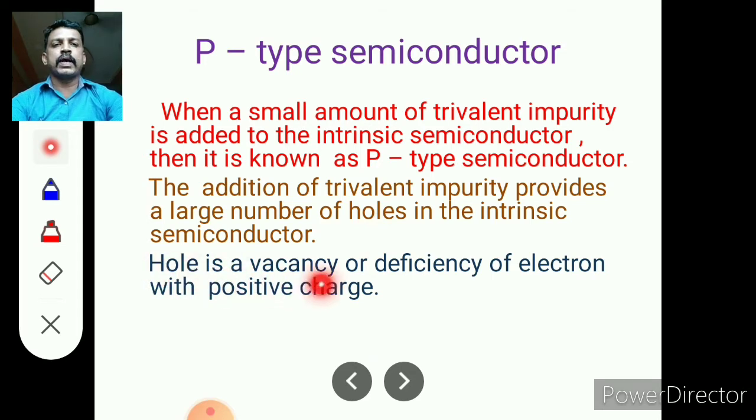A hole is a vacancy. Hole means a vacancy or deficiency of electron, with positive charge. So such a hole has positive charge. So here we consider the positive P as the initial for the p-type semiconductor.